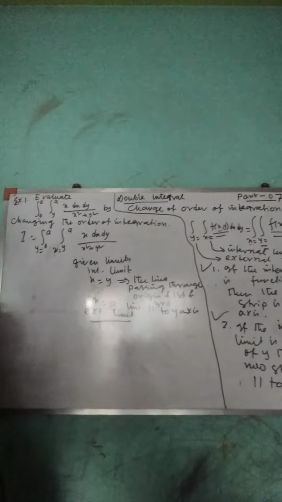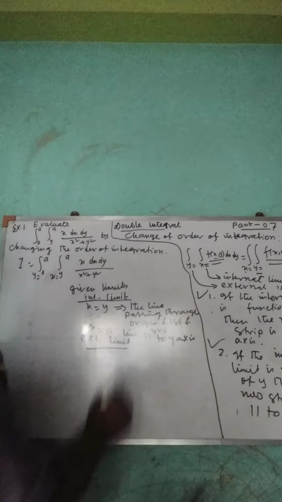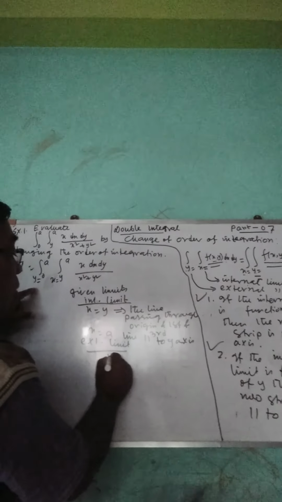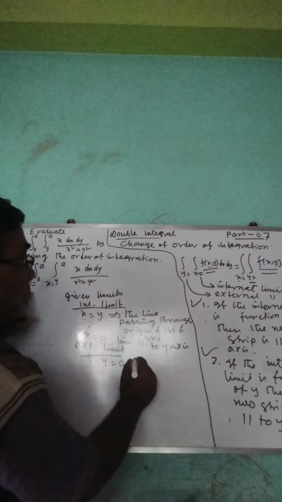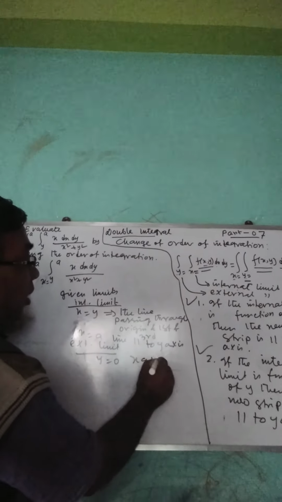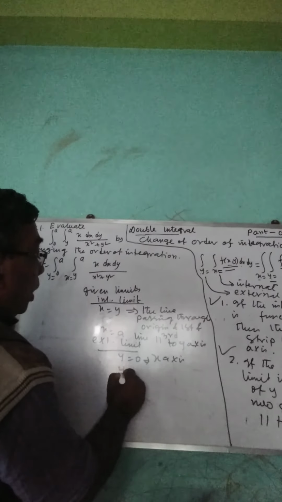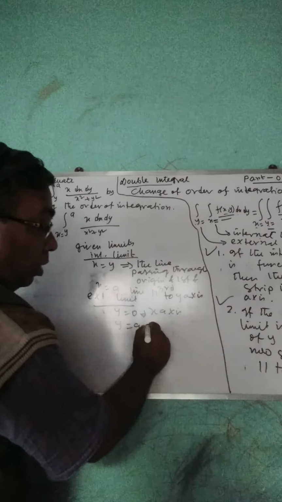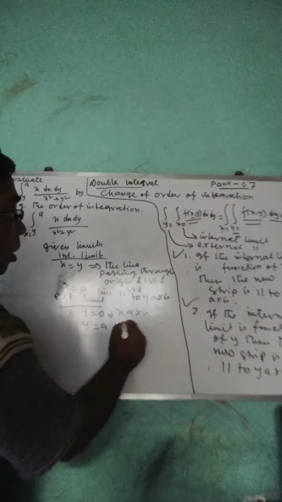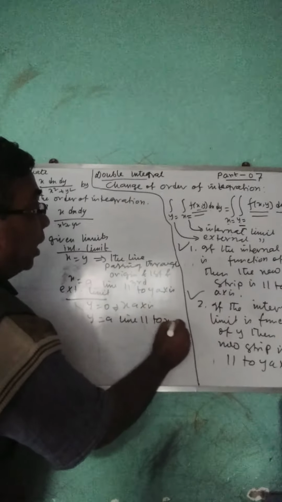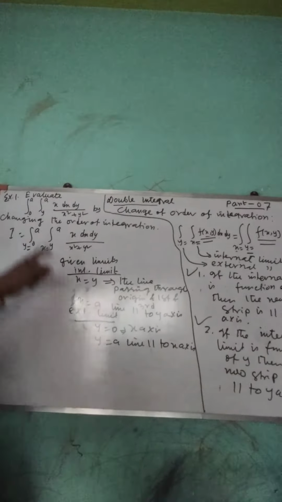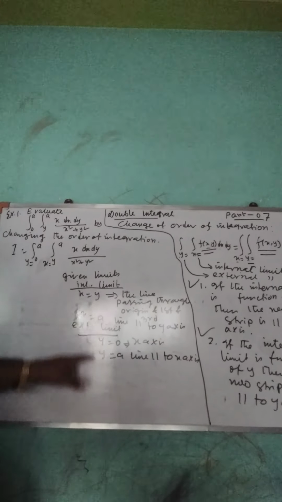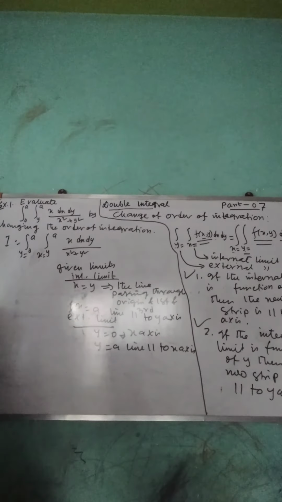Then what is the external limit? y equal to 0 means the x-axis, and y equal to a means the line parallel to the x-axis. This is the given limit. Now from these given limits, we have to draw a rough sketch.